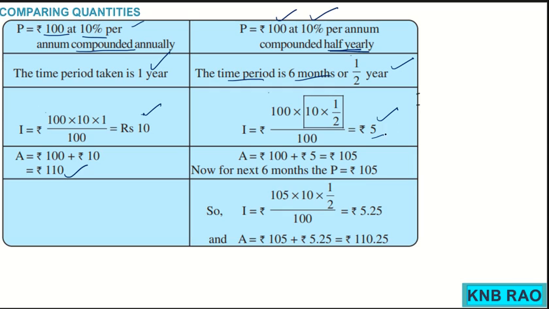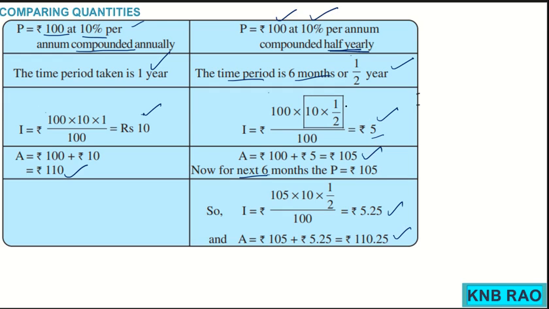For the first 6 months you are adding that. Now 105 is the amount which is going to be the principal for the next 6 months, and interest for the next 6 months is 5.25 rupees, that is 5 rupees 25 paise. Now it is added to the amount, which gives 110 rupees 25 paise. See children, very important, this process you are doing once every 6 months.